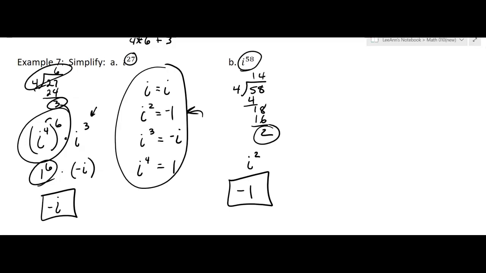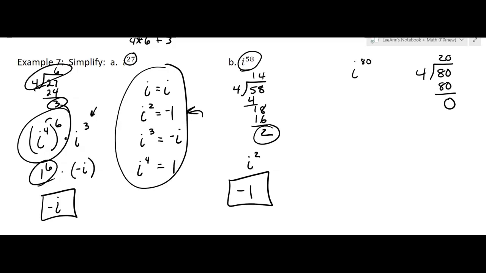Okay? Let's see. All right, I said I'd make one up. Let's say you have i to the 80th power. And you're like, oh, I get this. I don't have to write it out 80 times. I just say, how many times does 4 go into 80? 20.